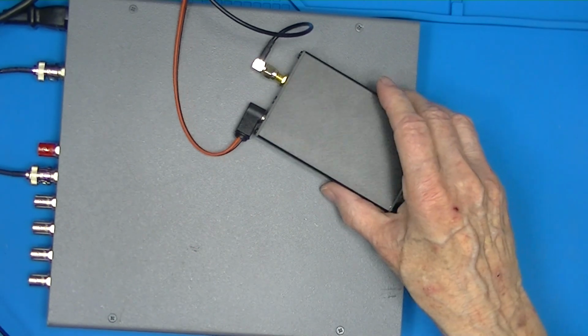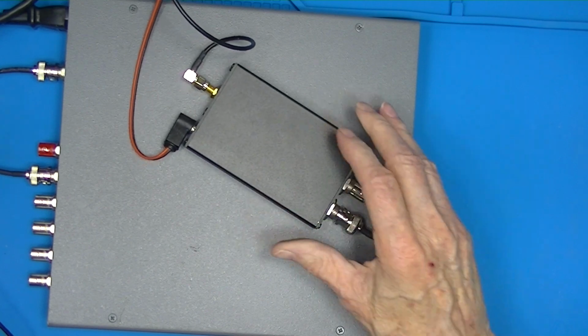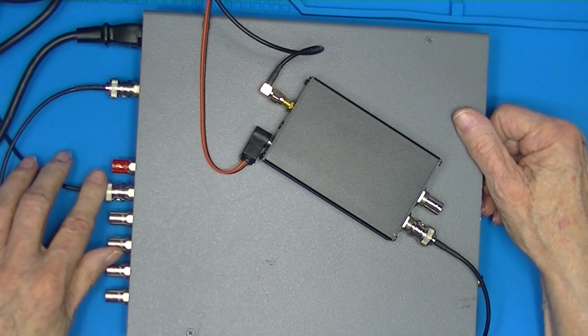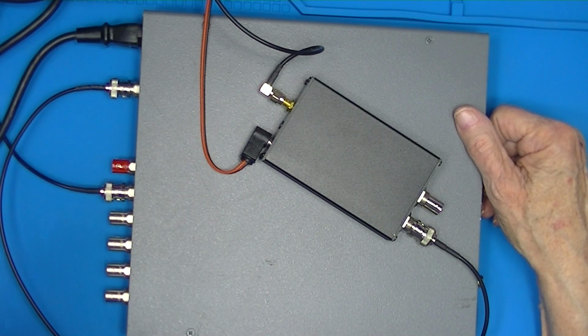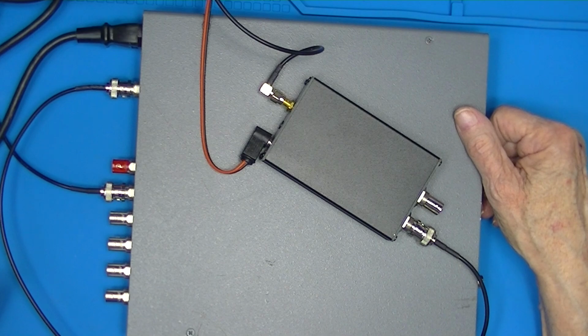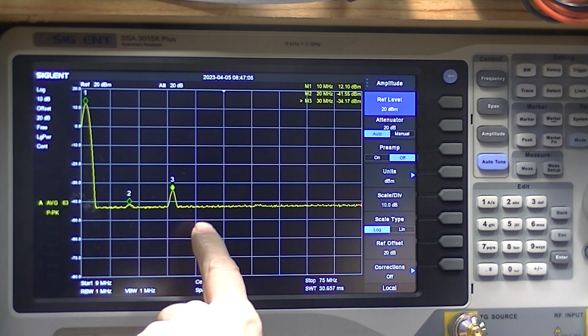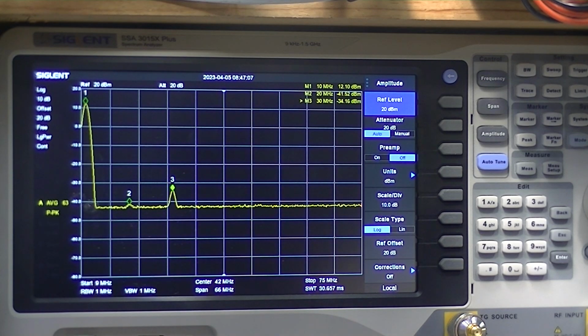So I've hooked the output from the oscillator to the input, and I've taken one of the outputs and connected it to the spectrum analyzer. There you can see the output signal. It's virtually identical as far as the 10 megahertz output, but we do see a spur there on the third harmonic at 30 megahertz. Just a teeny bump at the second harmonic and then nothing else.